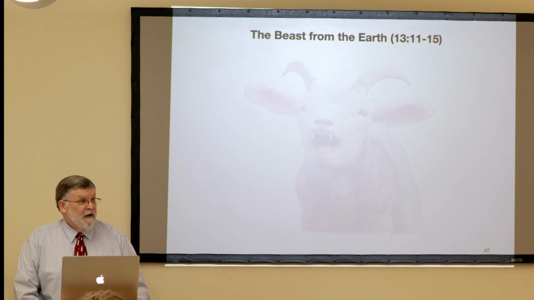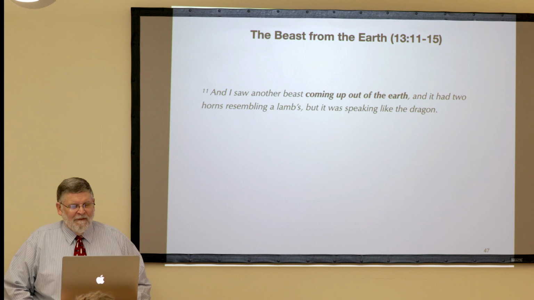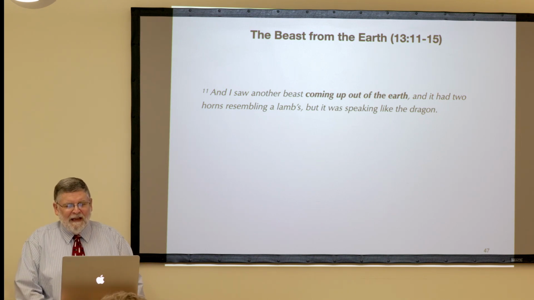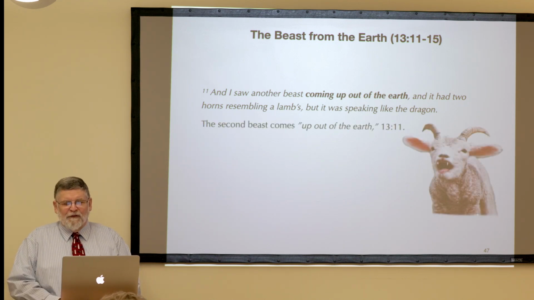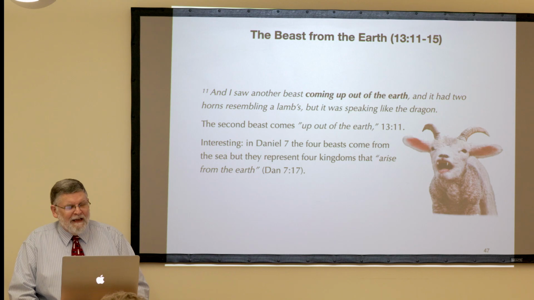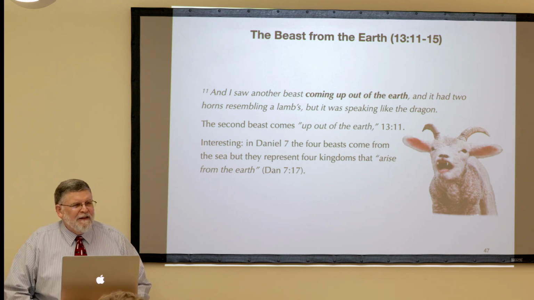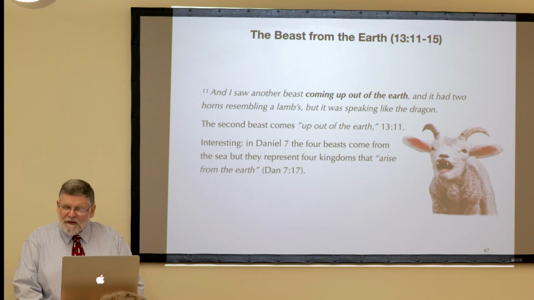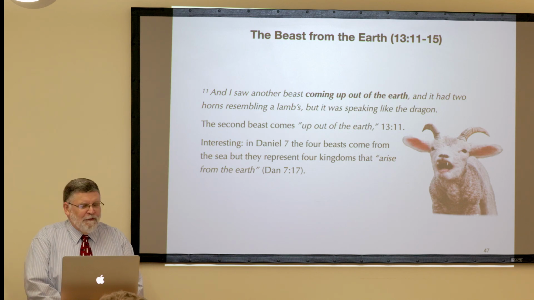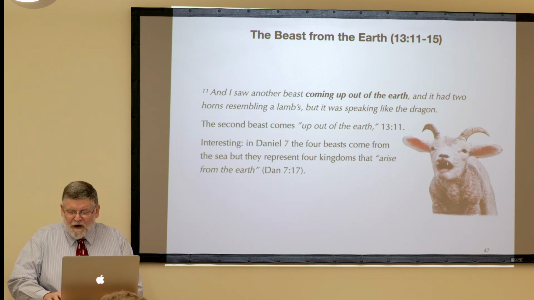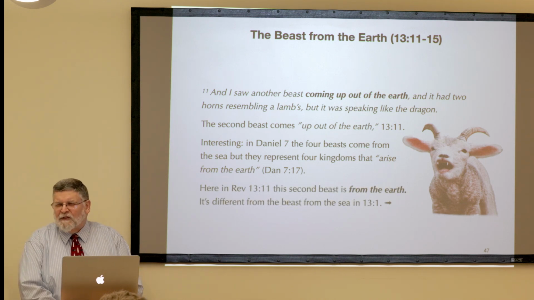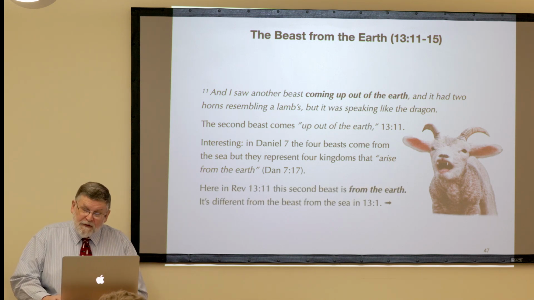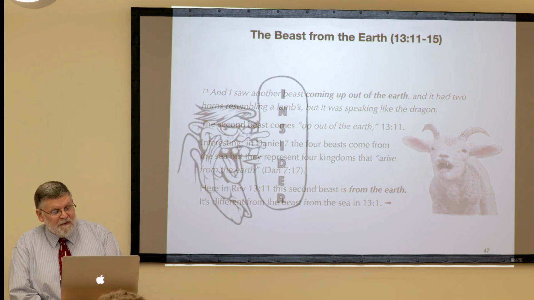Okay. I'm going to read because I'm going to go quick. And I saw another beast coming up out of the earth, and it had two horns resembling a lamb's, but it was speaking like a dragon. And this is the beast from the earth. Interestingly, in Daniel 7, all the four beasts come from the sea, but they represent the four kingdoms that arise from the earth. So it's similar but different. This beast is from the earth, and so it's different from beast number one. This is beast number two.